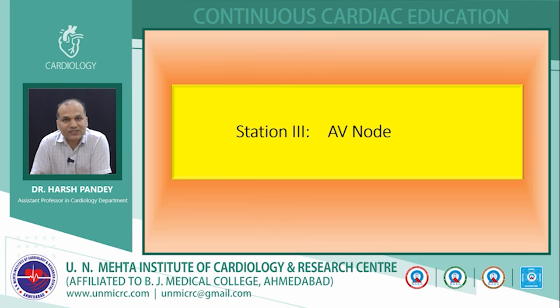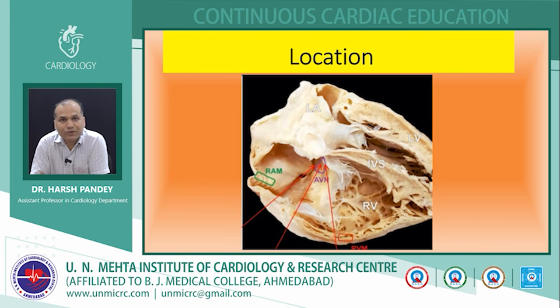Coming to the third station, that is the AV node. This is the macroscopic view. Here you can see the AV node lies on the lower part of the interatrial septum. It is bounded by three structures: the septal tricuspid leaflet anteriorly, the tendon of Todaro posteriorly, and the base is formed by the coronary sinus os.